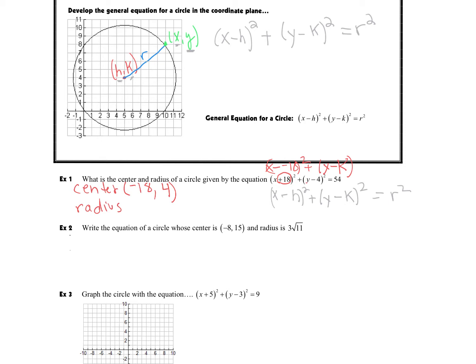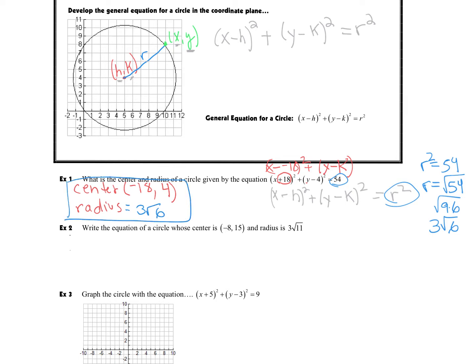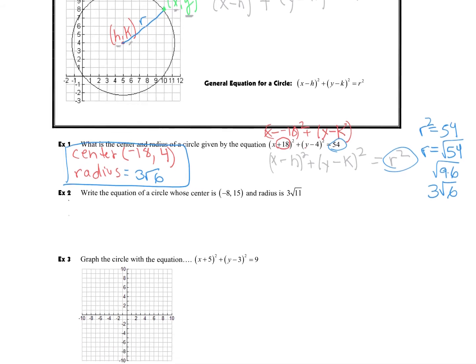Now, looking at this, we can see that 54 is r squared. If r squared is 54 and we want to know what r is, then that's the square root of 54, which is the square root of 9 times 6, which is 3 radical 6. And so that is the radius, 3 radical 6. So we were able to figure out the center and the radius of the circle just by looking at the equation of the circle.